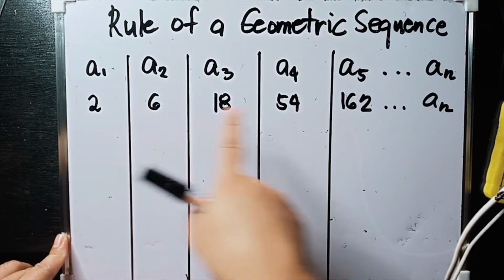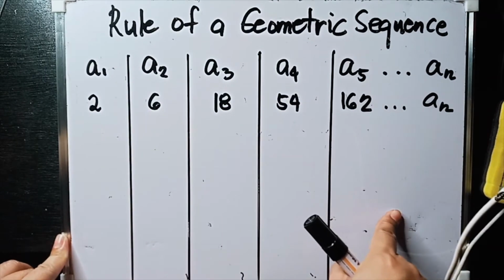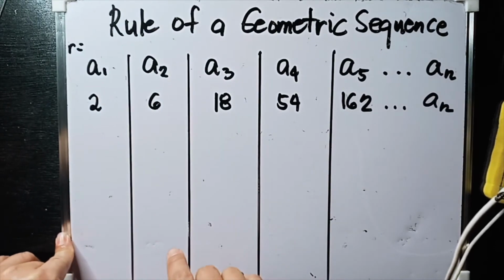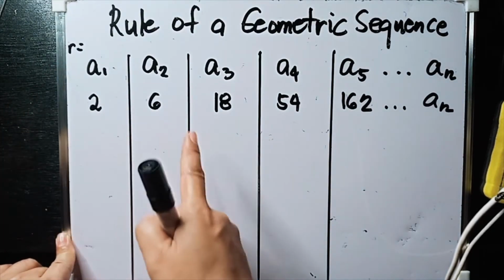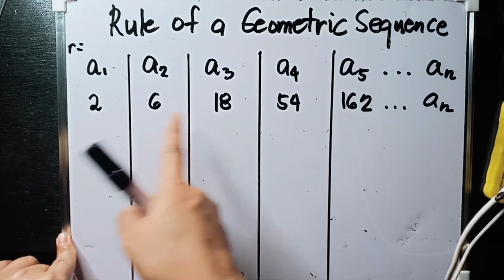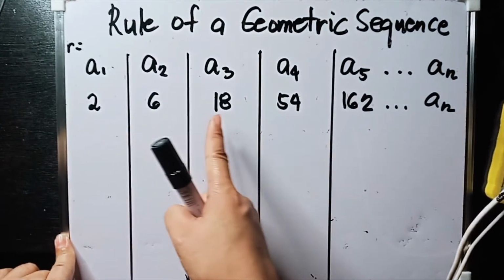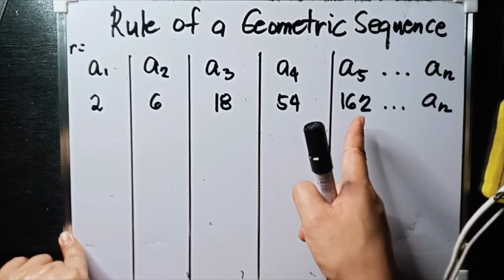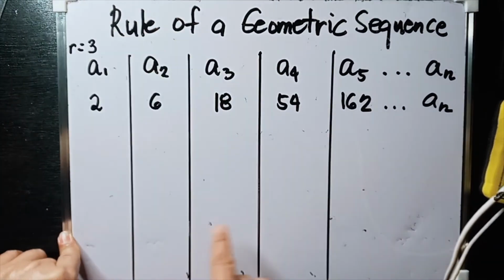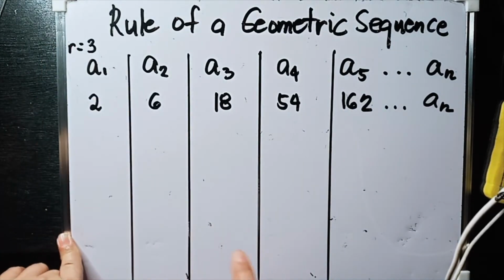So, for this geometric sequence, let us try to identify the common ratio first. For us to be able to get the common ratio, we have to divide 6 by 2, we have 3. 18 divided by 6 is 3. 54 divided by 18 is also 3. 162 divided by 54 is also 3. So, yun ang ating common ratio, which is 3.